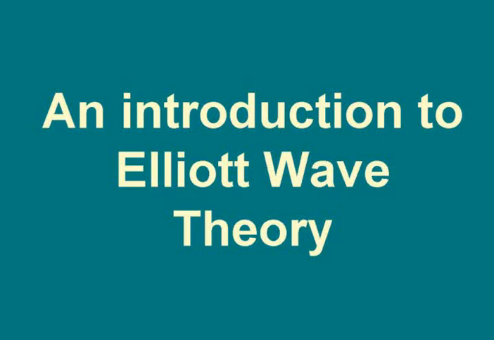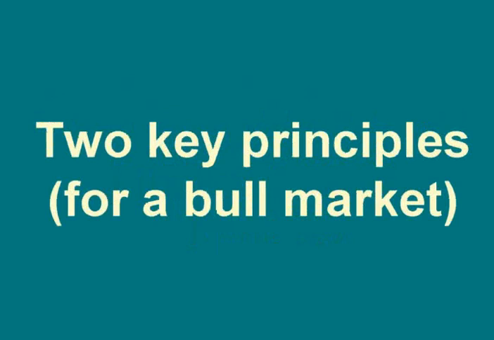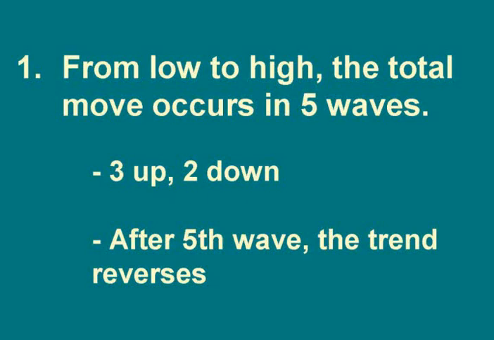Okay, well, it was Ralph Elliott in the 1930s that made the very basic discovery of the two principles which I use. Principle number one, and I'll refer to a bull market, and of course everything is reversed in a bear market: from a low to a high, the total move occurs in five waves. Three up and two down, and the two down ones are called corrective waves. Now, after the fifth wave, the trend reverses. This is a very crucial point.